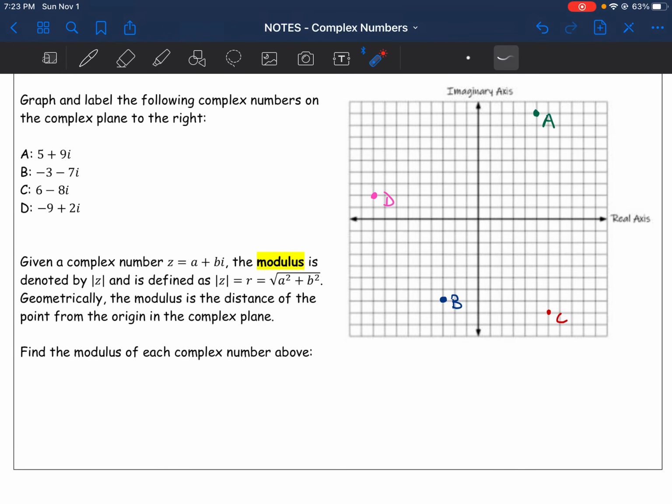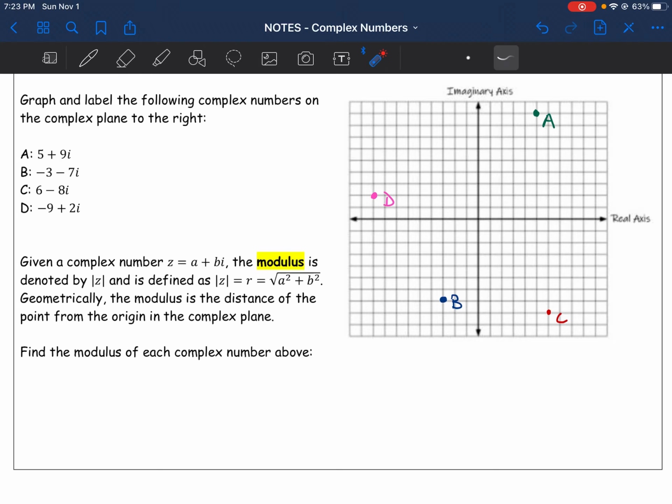Let's talk about something called the modulus. So given a complex number z, z being a plus bi, the modulus is denoted by z in what looks like absolute value brackets and is defined by the modulus z, also represented by the lowercase letter r, is the square root of the real part a squared plus b squared, the imaginary part. Geometrically speaking, the modulus is the distance of the point from the origin in the complex plane.